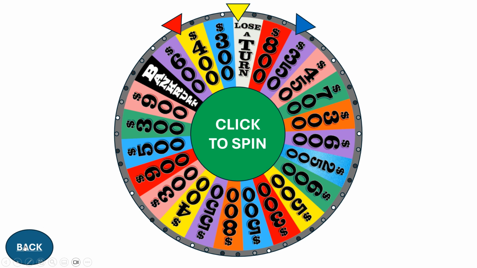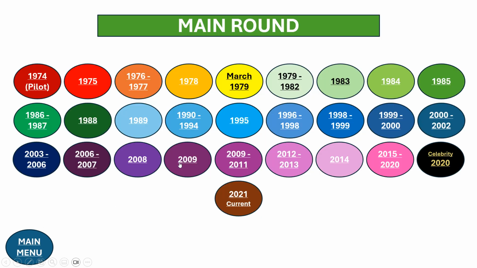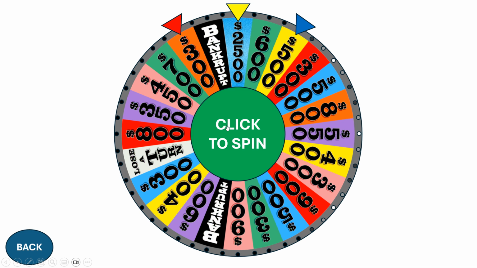Now let's move on to 2009. As you can see, this time we have two bankrupt wedges. This one is right next to the 2500.